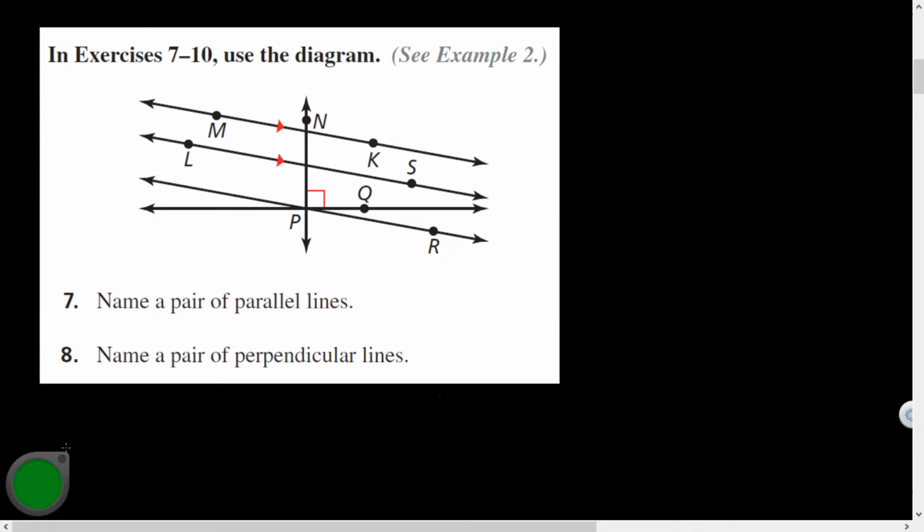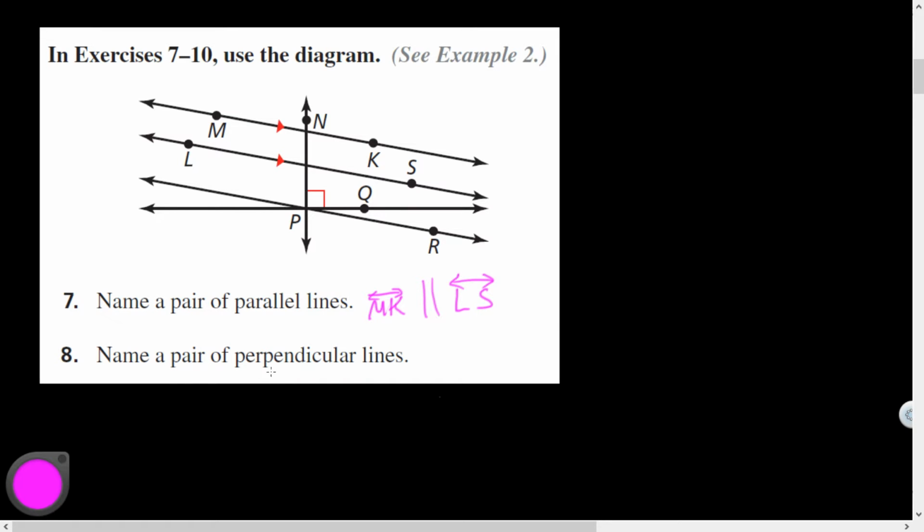Exercises 7 through 10, use the diagram. Name a pair of parallel lines. Looks like I skipped around. Don't worry. Looks like MK, the line, is parallel to LS. I don't know if you guys agree. Right. MK parallel to LS. Now, it appears as though PR could be, but it's not labeled, so I cannot conclude that.